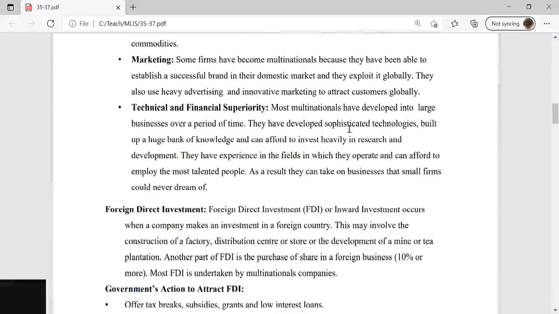Okay, so they also have technical and financial superiority. That means they have a huge amount of money, a huge amount of finance. With that finance, they can come up with huge investment, and they can also invest in technical support, like the most advanced technology and everything. So that's another advantage for multinational companies.